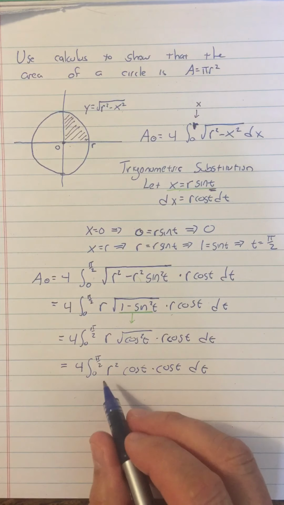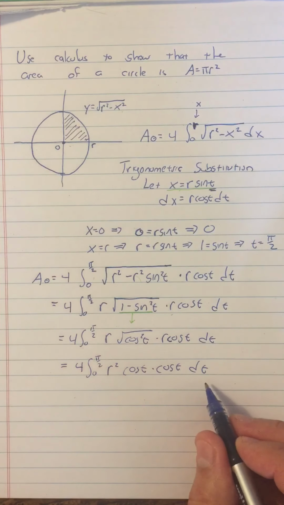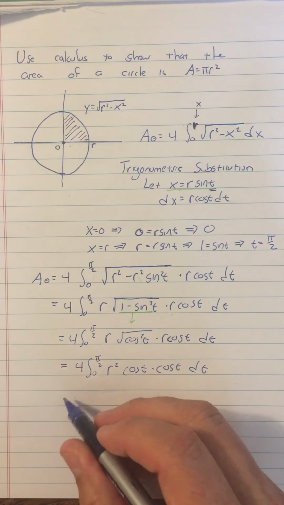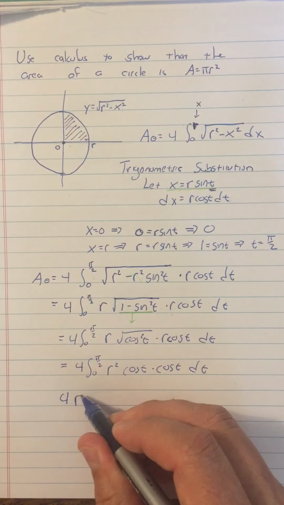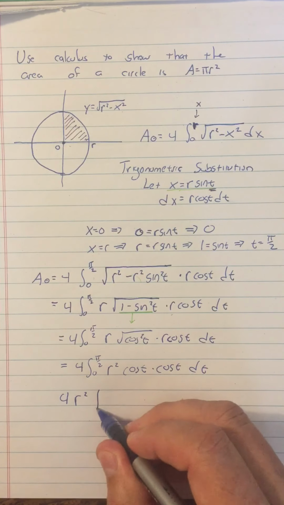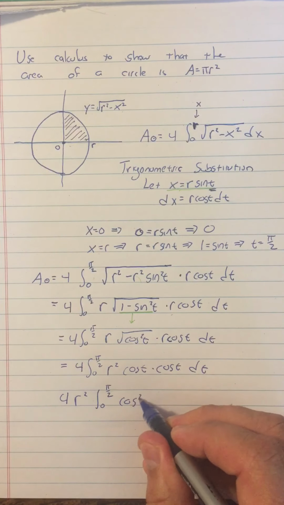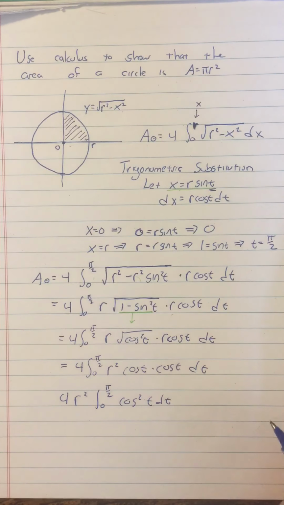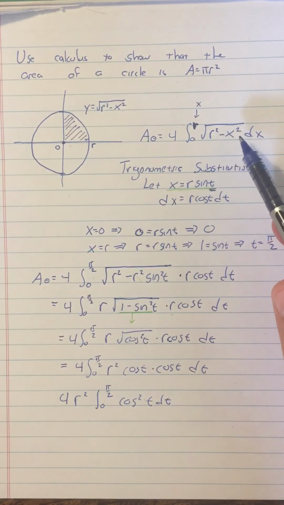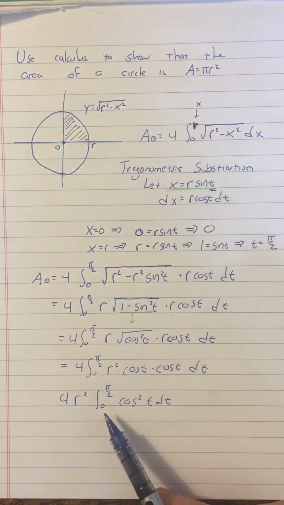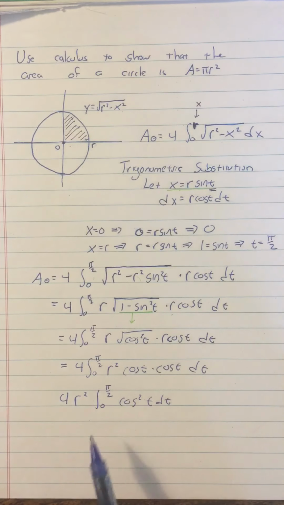Now, the next thing we're going to do is say, look, r squared is a constant with respect to this derivative. So I can factor the r squared all the way out of the integral: r squared, integral 0 to pi over 2. And then cosine times cosine is just cosine squared t dt. And now I have this. So I was able to change this original integral, which is intractable, into this different integral that represents the same area, but can immediately be done.